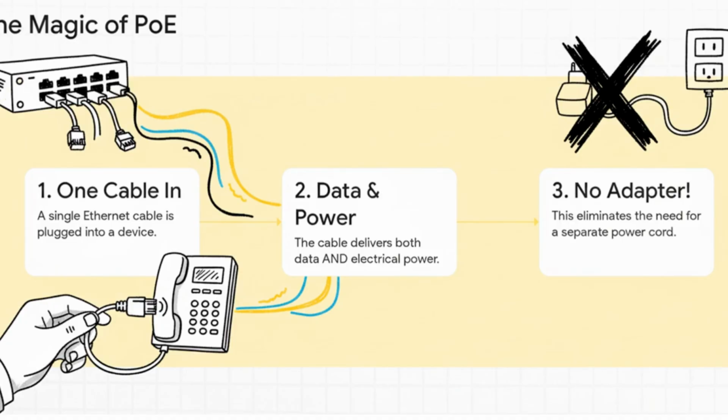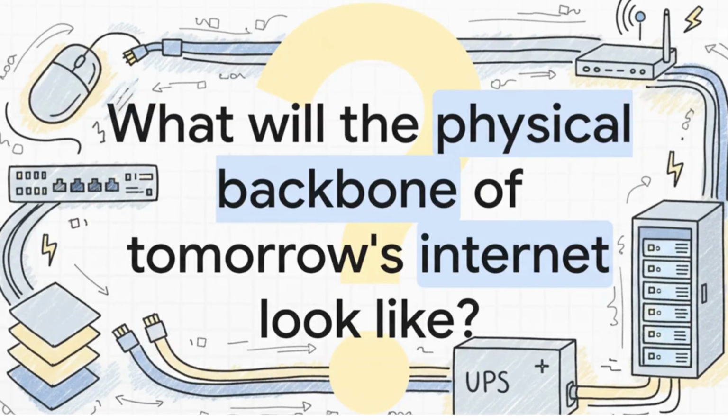Normally, if you wanted to install, say, a security camera, you'd need a data cable and a separate power cord, which means you need a power outlet nearby. PoE changes the game. It lets a network switch send both data and electricity down the exact same cable. One cable does it all, which makes installing things so much cleaner, cheaper, and way more flexible. It's genius.